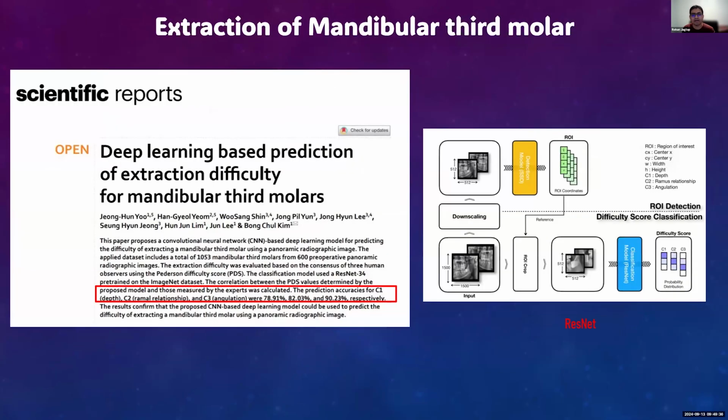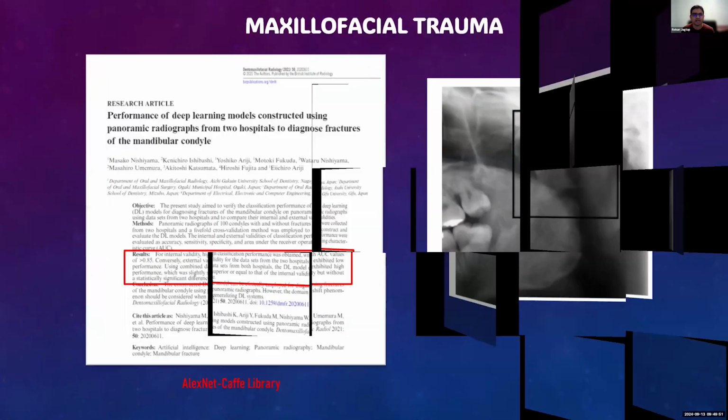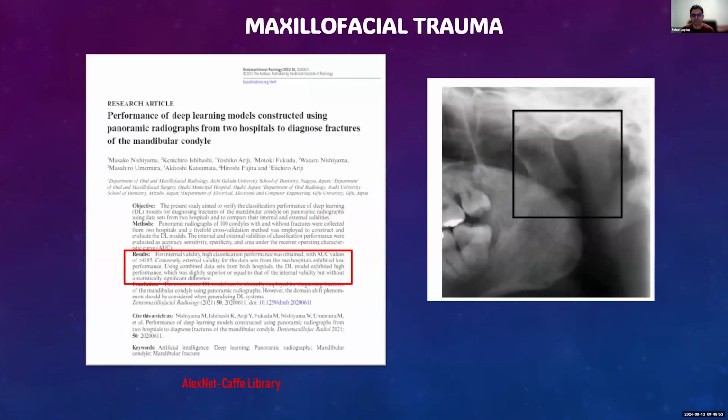And if that happens, I mean, we would be able to reduce a lot of malpractice suits, I guess. This is another one: whether extraction is needed for third molars or not. How much is the angulation? Would it erupt in the right direction or not? And they had accuracy ranging from 78% to 90%. So this was another good paper. Maxillofacial trauma. As soon as you upload an image, AI would be able to tell you where the trauma is and how to do a treatment plan.